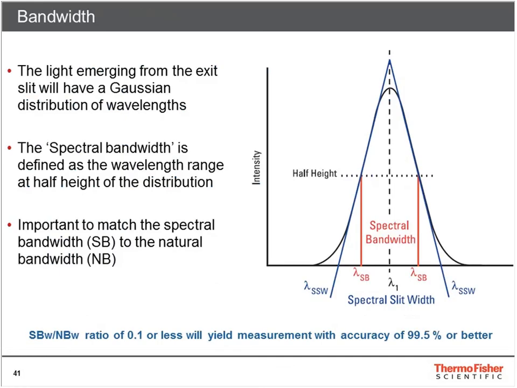Even if a monochromator is set to a single wavelength, the light emerging from the exit slit would have a Gaussian distribution of wavelengths. The spectral bandwidth of this light is defined as the wavelength range at half height of the distribution. It is important to match the spectral bandwidth with the natural bandwidth in order to avoid deviations between observed absorbance and true absorbance.